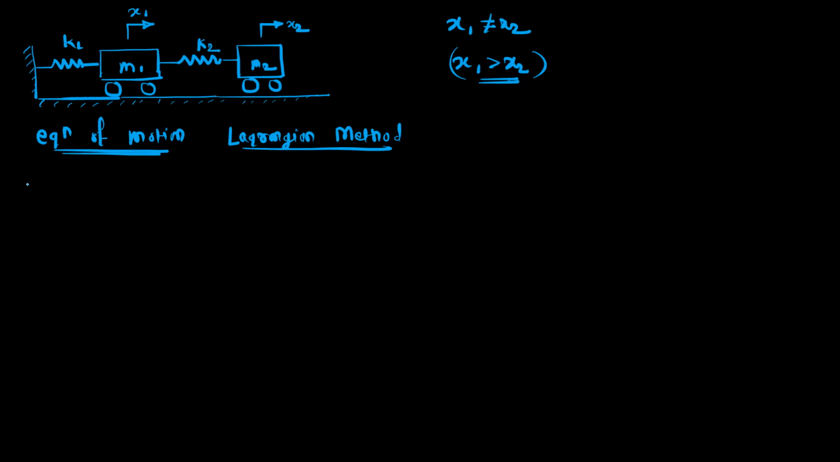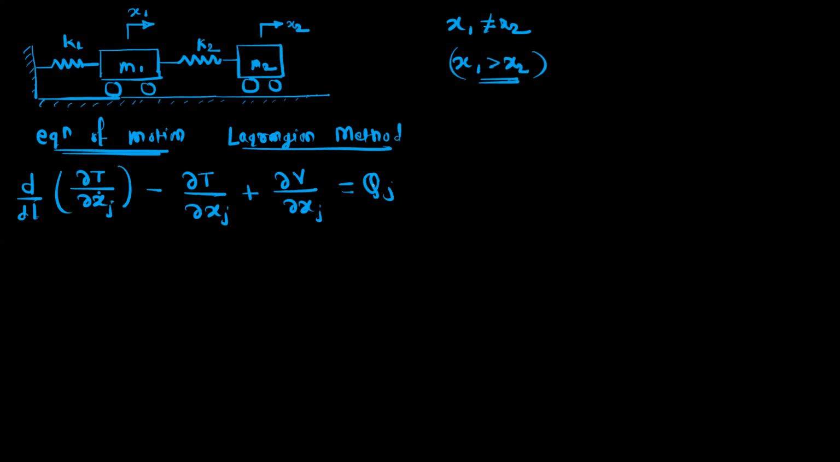So first we will write down the equation for the Lagrangian method. It is d by dt of the partial differentiation with respect to velocity for the kinetic energy, minus the partial differentiation of the kinetic energy with respect to position, plus the partial differentiation of the potential energy with respect to its position, and this is equal to Q.